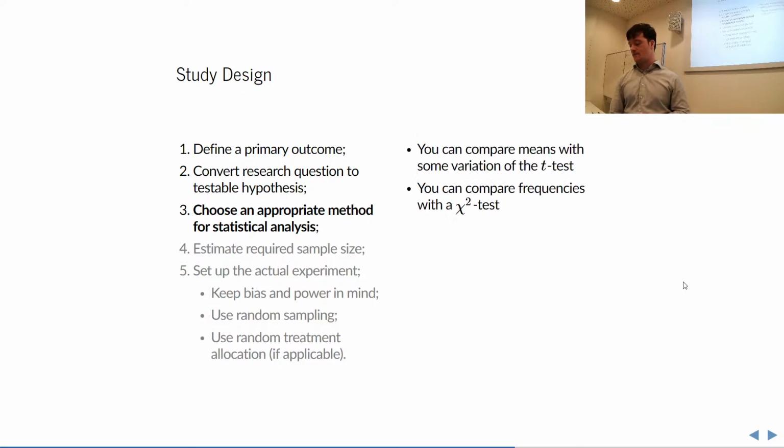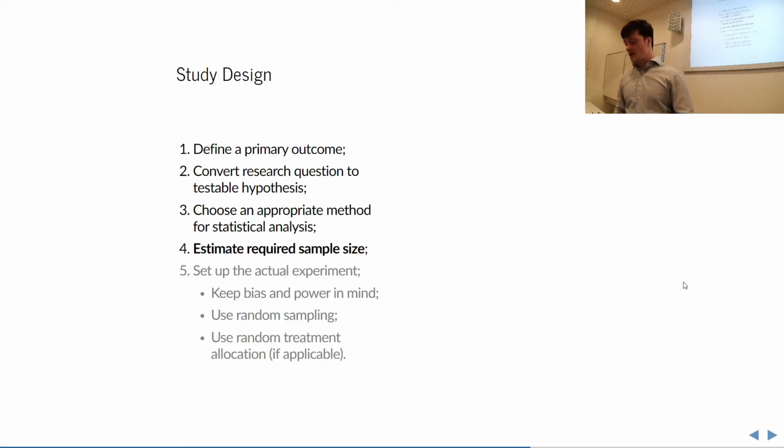Then, the next thing is to choose the appropriate method. I already told it, but it boils down to this for the purpose of this lecture. You can compare means with some version of the t-test, and you can compare frequencies with some version of a chi-square test. Then, once you know what method you're going to use, that is when you can estimate the required sample size. So that means you already need your primary outcome, you already need a testable hypothesis, and then you can choose whatever method is available to test that hypothesis, and only then is it possible to give an estimate of the sample size that you need. Again, collect as many as possible within a reasonable investment of resources.